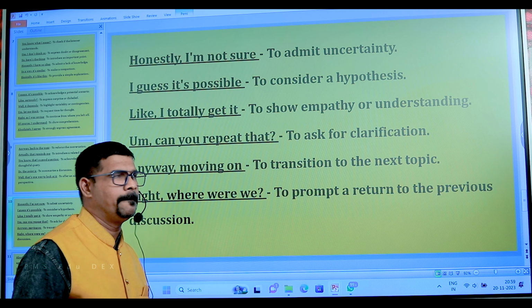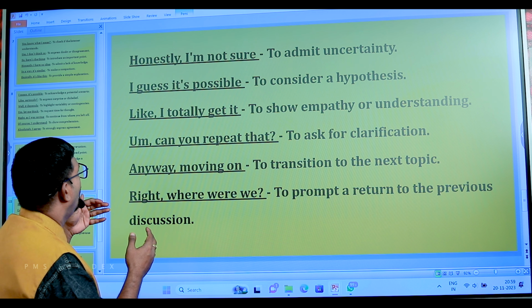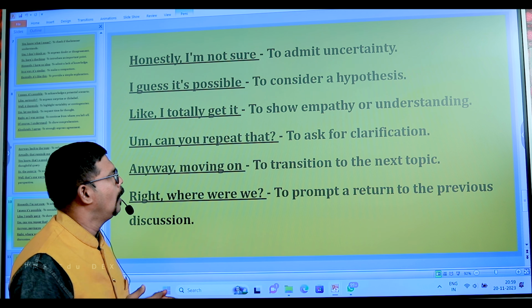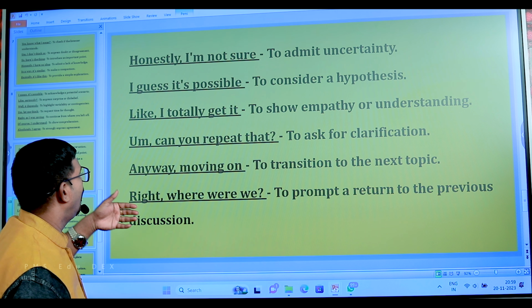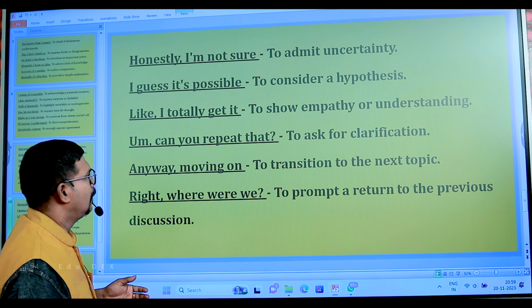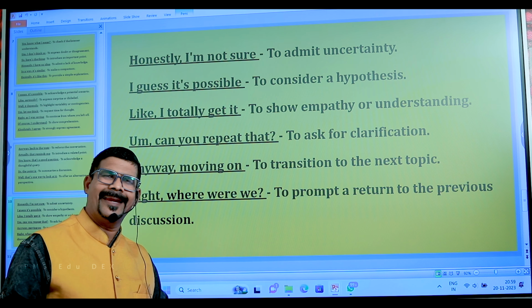It's a good idea. Like, I totally get it, to show empathy or understanding. Stating the filler phrase "like, I totally get it" shows that, yes, I grasp it, I'm following, I understood.